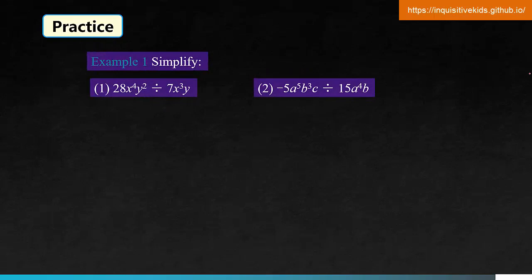I want you to simplify these two expressions. The solution for the first problem is 4xy. You divide the coefficients, 28 divided by 7 equals 4, x to the fourth power divided by x cubed equals x, y squared divided by y equals y. And for the second problem, we have negative 1/3 ab squared c.